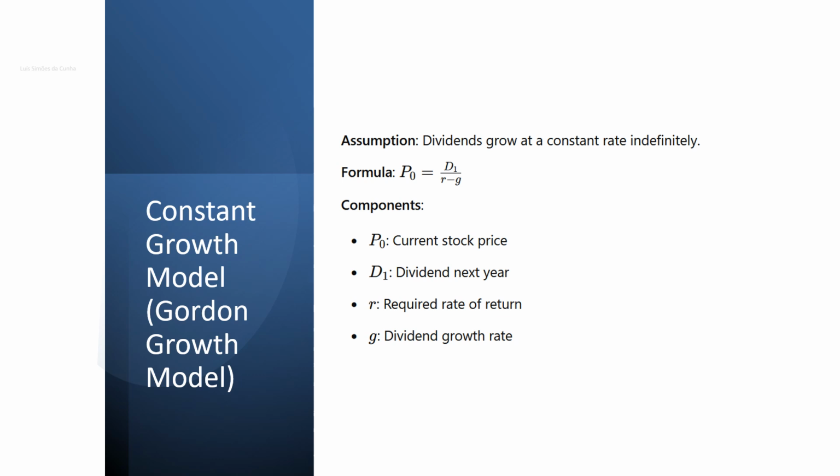The formula for this model calculates the current stock price based on the expected dividend next year, the required rate of return, and the dividend growth rate. This model is suitable for companies with consistent dividend growth.